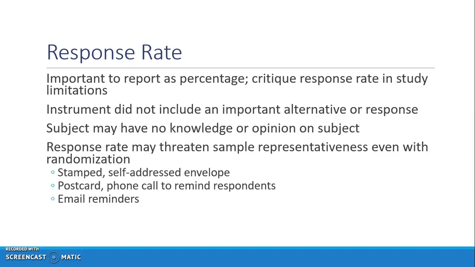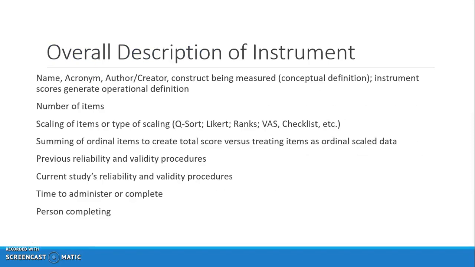Qualtrics or SurveyMonkey. Overall description is very important when you're writing about an instrument that's being developed: the full name, the acronym, the author and the creator, what the construct being measured is, the conceptual definition, and basically how the scores on the instrument generate the operational definition of it. How many items? How is each of the items scaled? What type are they? Visual analog scale, checklist, Likert scale, Q sort, and that gets you into levels of data.